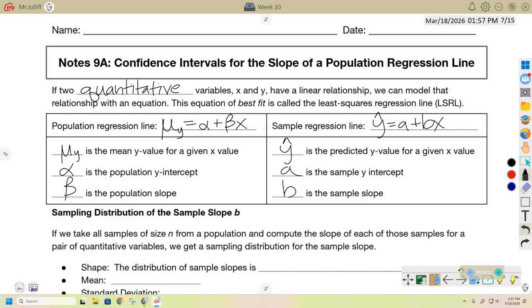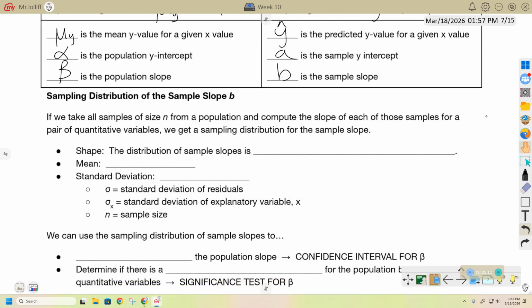So we're going to pick a sample size of, let's say, 30. We're going to collect all possible samples of 30 and look at the sample slopes for those samples of size 30. And that should produce a sampling distribution of sample slopes, just like we did for means and proportions. And just like for means and proportions, we have some rules that guide what those distributions look like. So for a sampling distribution of sample slopes, the shape is approximately normal.